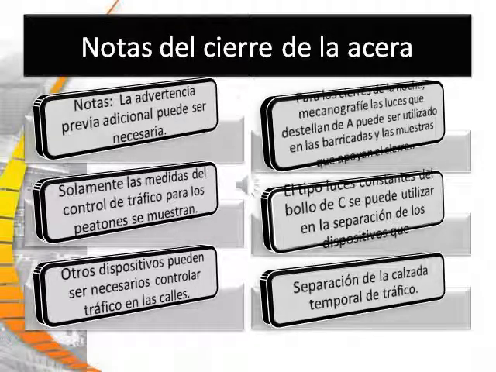Sidewalk closure notes. Only traffic control measures for pedestrians are shown. Other devices may be necessary to control traffic on streets. For nighttime closures, Type A flashing lights may be used on barricades and signs supporting the closure. Type C steady burn lights may be used on channelizing devices which separate the roadway from the walkway.